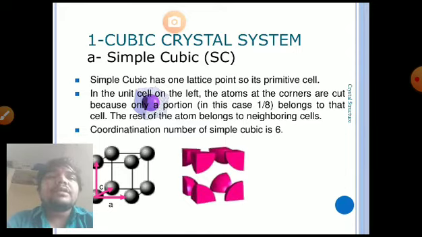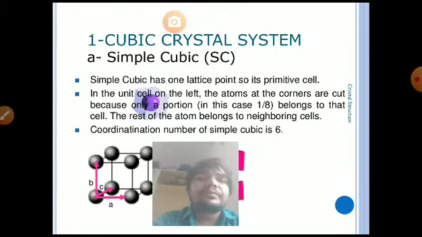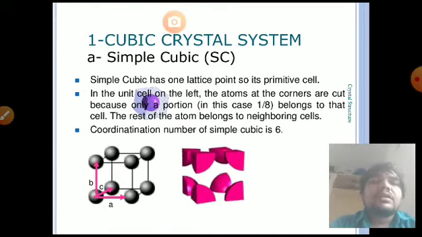Simple cubic has one lattice point, so it is a primitive cell. In the unit cell on the left, the surrounding atoms are cut because only a portion, in this case 1/8, belongs to that cell. The nearest atoms belong to neighboring cells. The coordination number of simple cubic is 6.